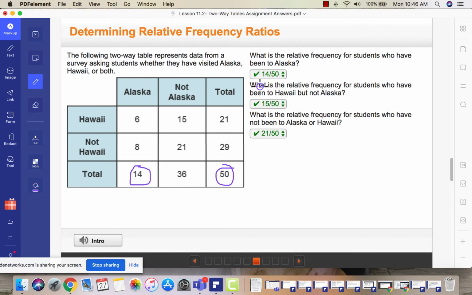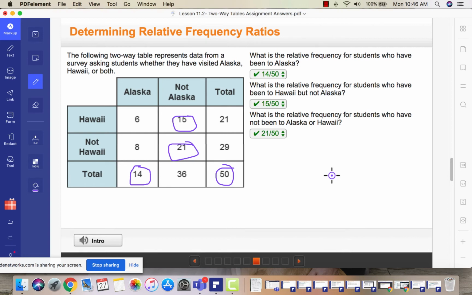Then we are looking at the relative frequency for students who have been to Hawaii but not Alaska. That's 15, and we put it over our grand total, which is 50. So 15 over 50 is our relative frequency. Then, what is the relative frequency for students who have not been to Alaska or Hawaii? That's 21, over our grand total, which is 50.